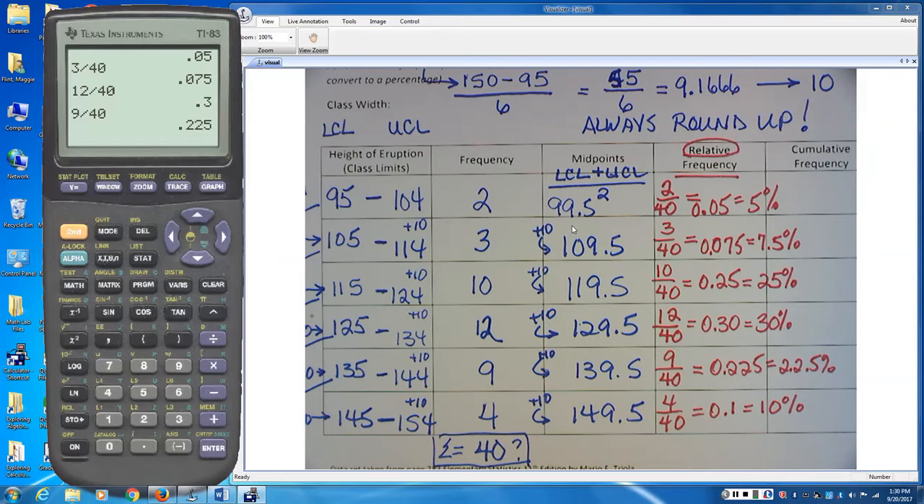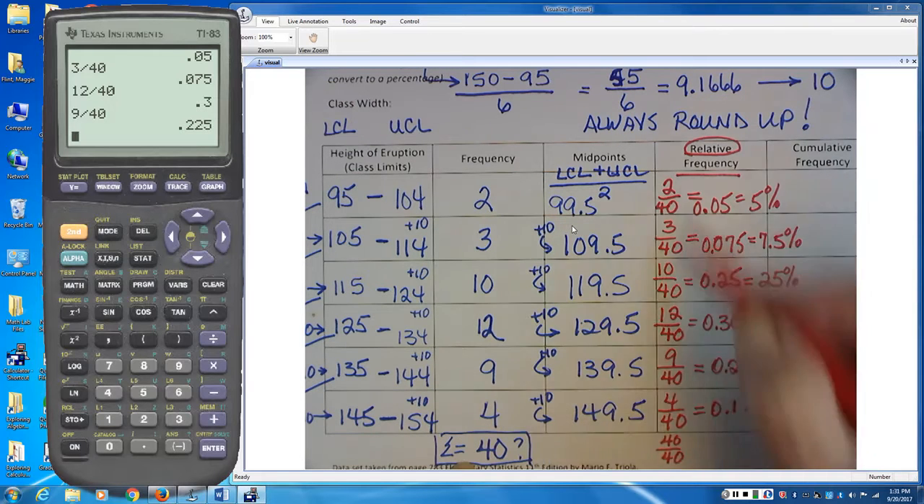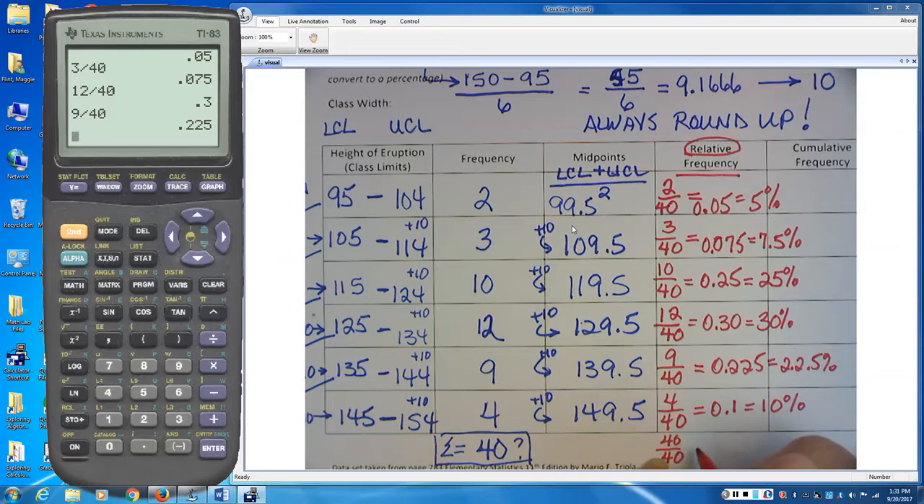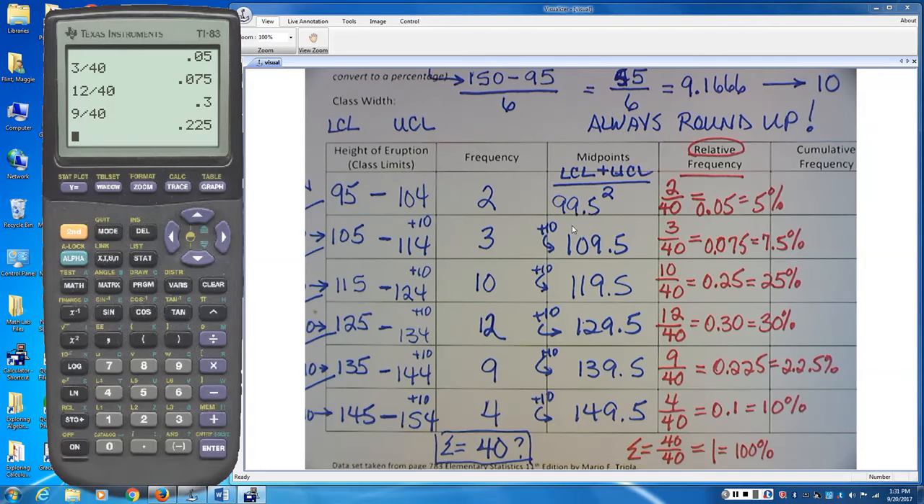So relative frequency can be a fraction, it can be a decimal, it can be a percent. If I add up all of these fractions and I did it right, this should come up to be 40 out of 40. And I know that it is 40 out of 40 because I already added these up once to make sure I got 40. And 40 out of 40 is 1, which is the same as 100%. So when you add those relative frequencies up, you should have all of your data, which is 100%.